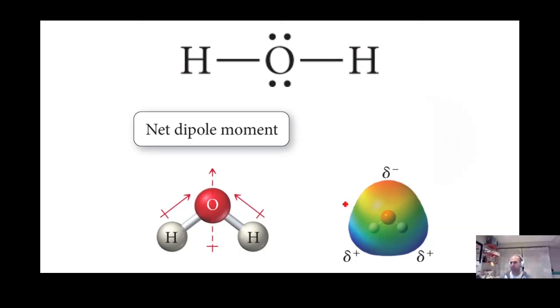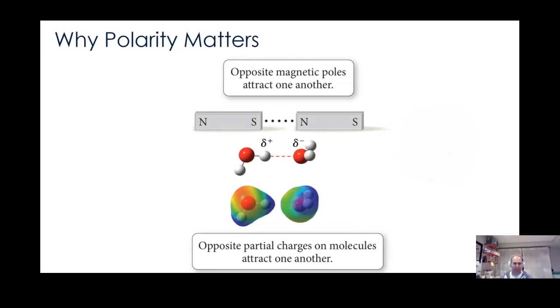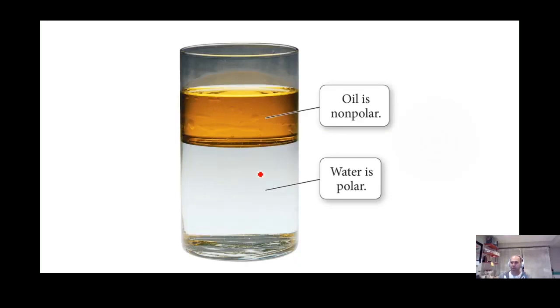And when we look at the electron density map of water, we see that there's a partial negative around the oxygen, and the hydrogens are partially positive. So why does polarity matter? The big reason is that polarity affects all kinds of things: boiling point, solubility, and so on, right? Opposite charges attract each other, like charges repel each other. So for example, water is polar, and oils like olive oil are non-polar, and so they don't mix because of this polarity difference.